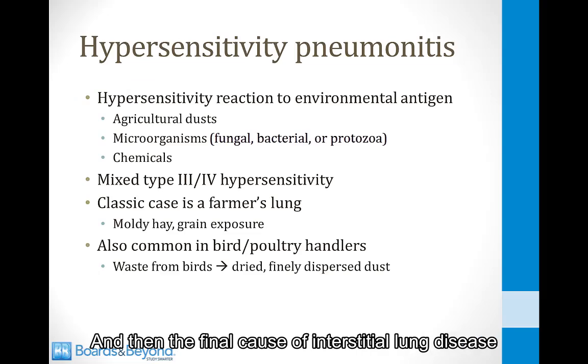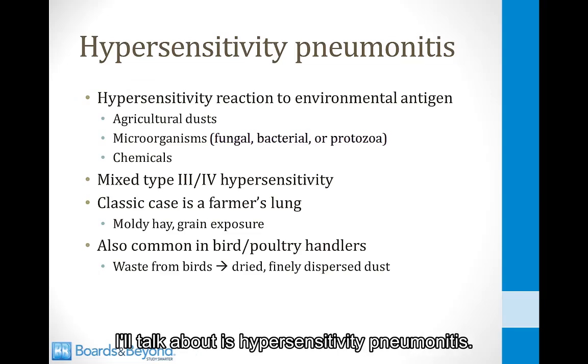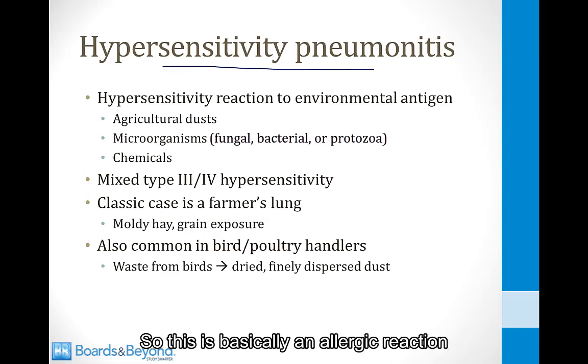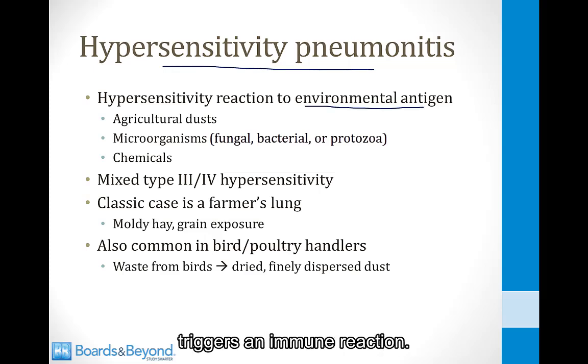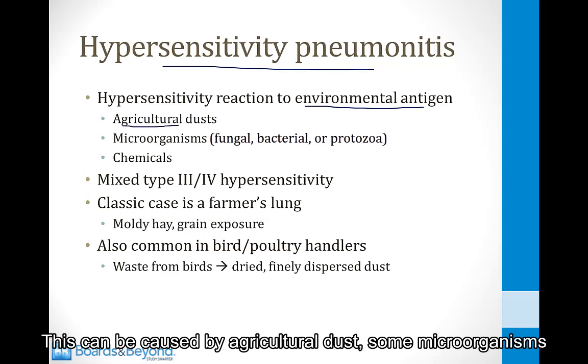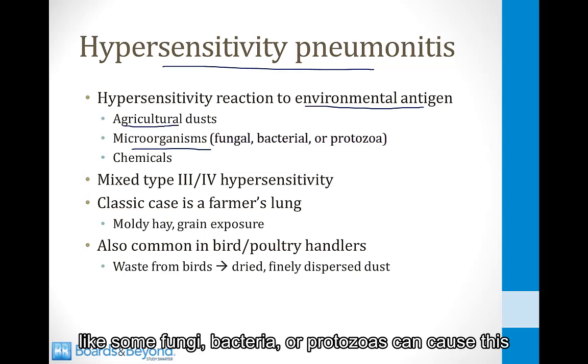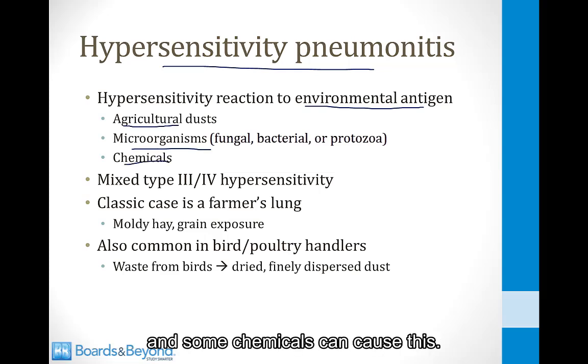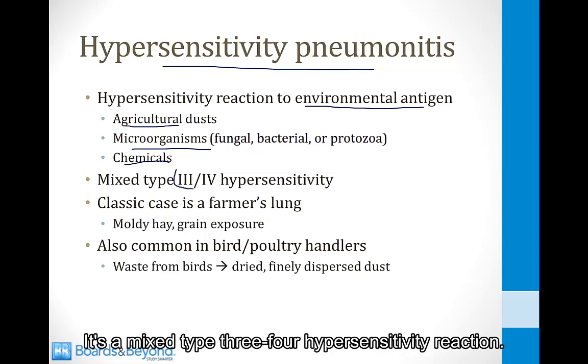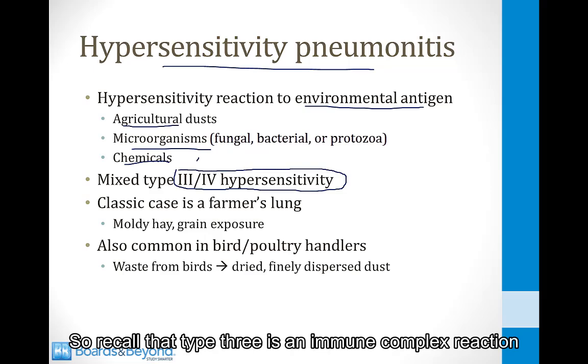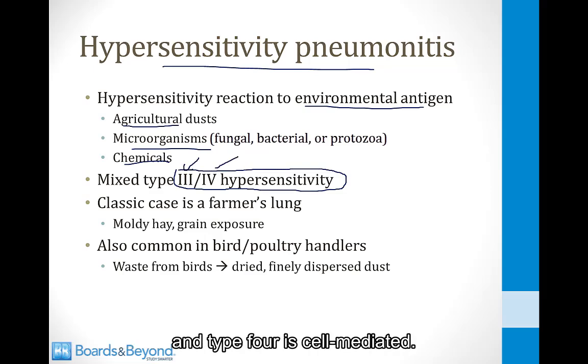And then the final cause of interstitial lung disease I'll talk about is hypersensitivity pneumonitis. So this is basically an allergic reaction involving the lungs. So some type of environmental antigen triggers an immune reaction. This can be caused by agricultural dusts. Some microorganisms, like some fungi, bacteria, or protozoas can cause this, and some chemicals can cause this. It's a mixed type 3-4 hypersensitivity reaction, so recall that type 3 is an immune complex reaction and type 4 is cell-mediated, and both of those are involved.